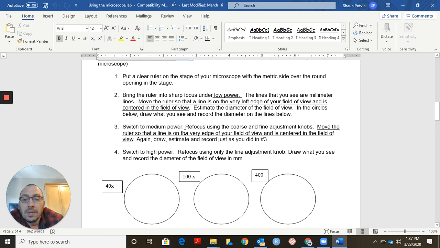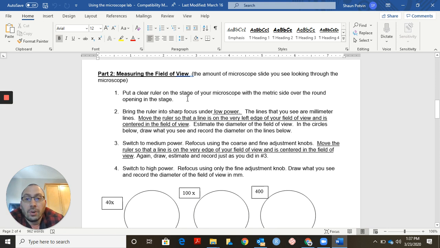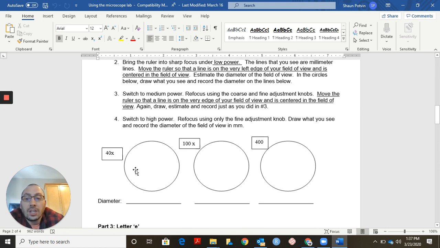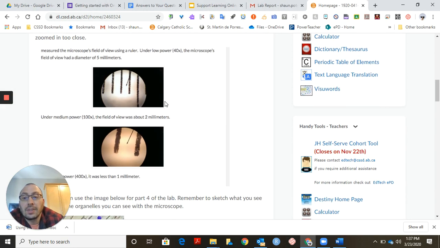Okay, then what we needed to do was measure the field of view. So for those of you that were not here, what we actually did was we took a little clear ruler and we stuck it underneath the objective lens, and we had to draw what we saw. I have found some pictures which I also put onto D2L of exactly what you should have seen. So this one right here, the top one, says measured the microscope's field of view using a ruler under low power 40 times. The microscope's field of view had a diameter of 5 millimeters.